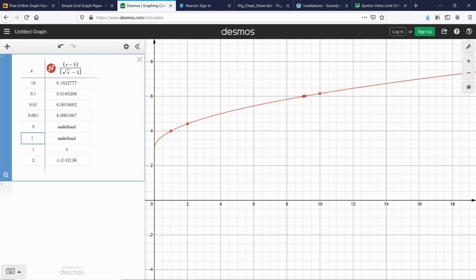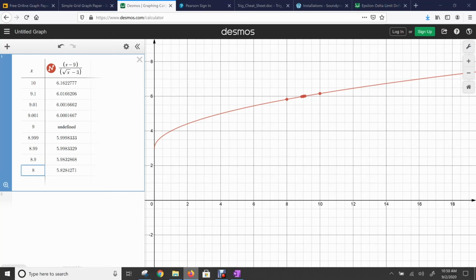It's undefined. And then let's put some numbers that are a little bit less than 9, like 8.999, 8.99, 8.9, maybe just 8. Great. Let me steal this little table of values and bring it back to our notes that we're making there.